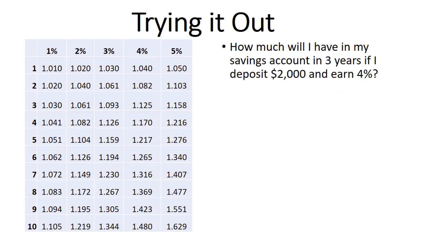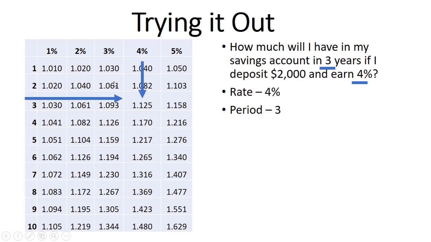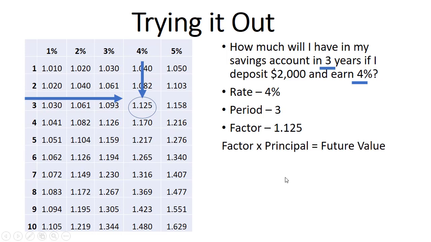And the third one, how much will I have in my savings account in 3 years if I deposit $2,000 and earn 4%? So we're looking for those two pieces of information, the rate and the period. The rate in this one is 4%, the period was 3 years, and we just intersect them. 4%, 3 years, and we get a factor of 1.125. Take that factor, multiply it by the principal, in this case $2,000. 1.125 times 2,000 is going to give us $2,250 at the end of that savings period.